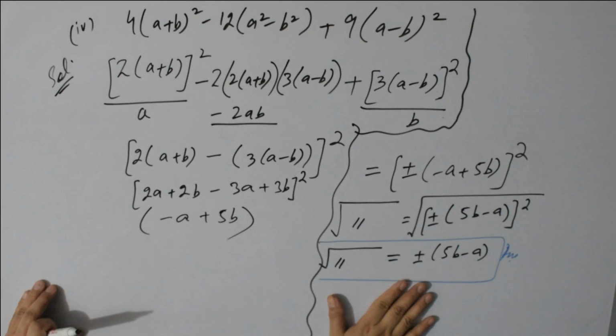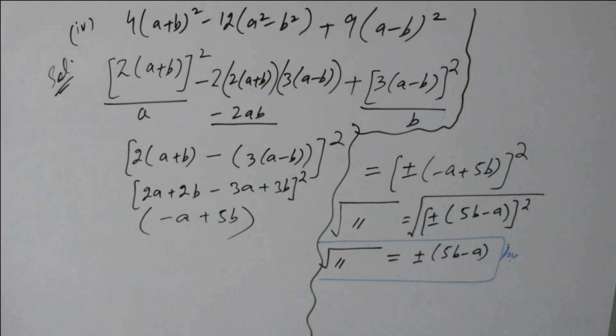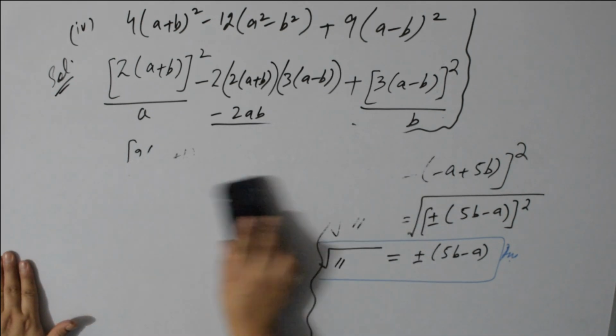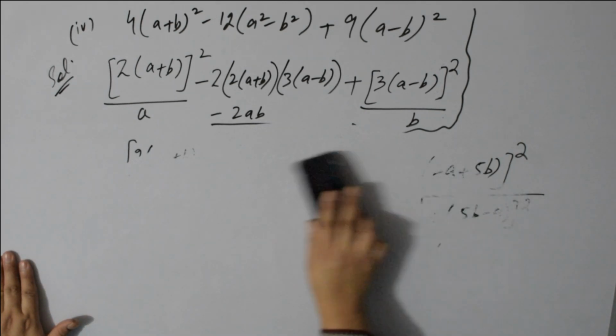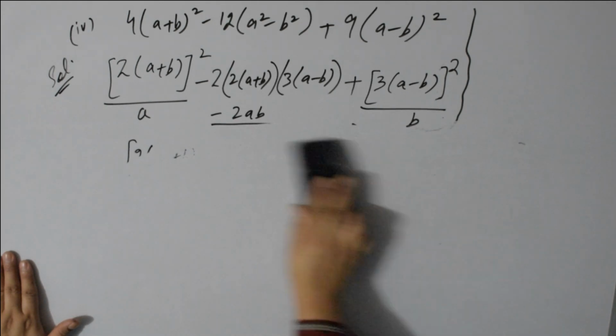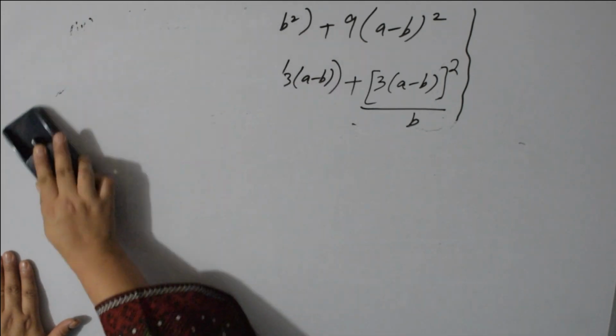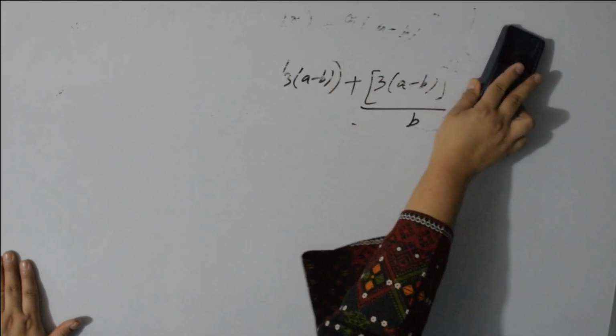I hope students this fourth part is clear to you. Now come to its next part. Again the next part is very simple, but the difference is that in its fifth part they have given it in the form of a fraction. Otherwise your concept is the same, that you have to factorize the numerator as well as the denominator. So don't get confused in your fifth part.